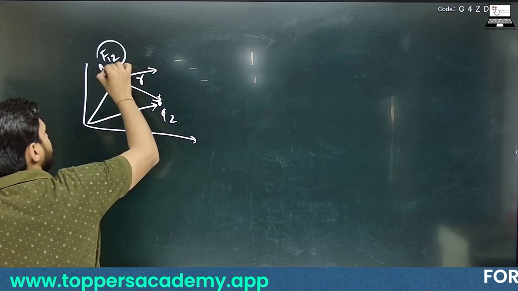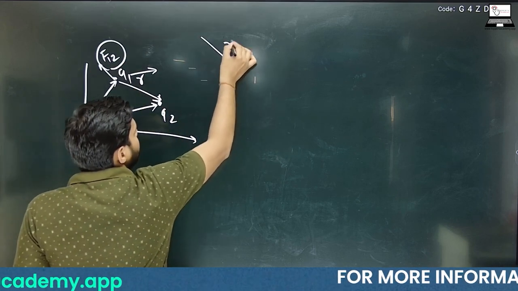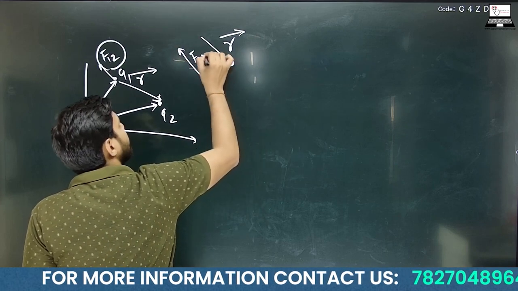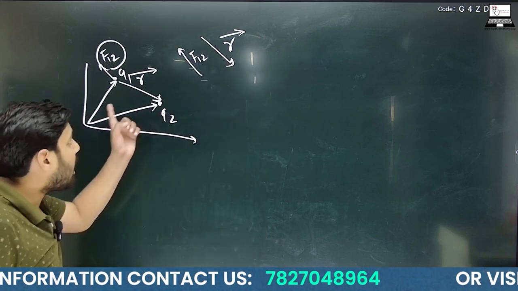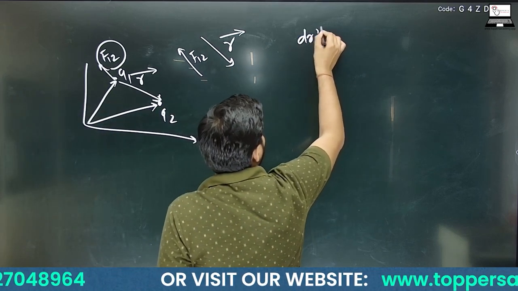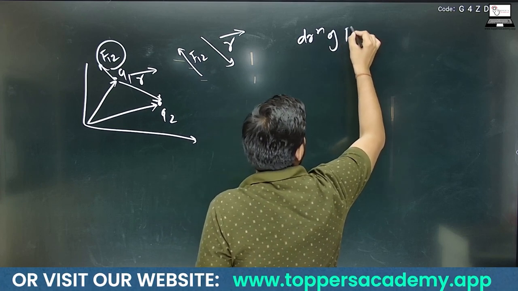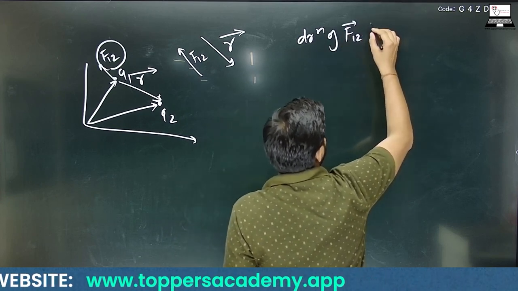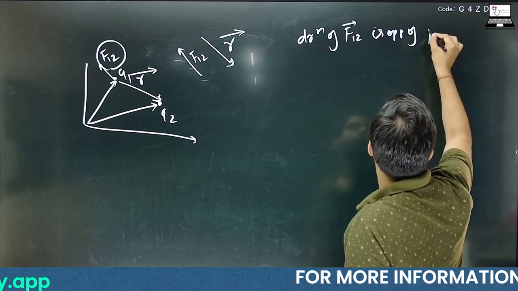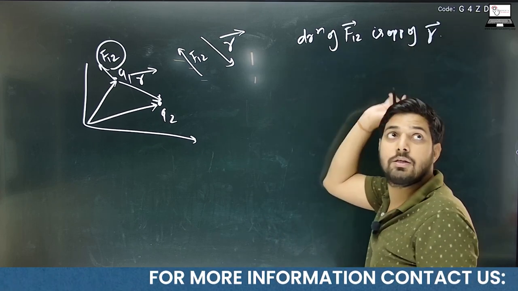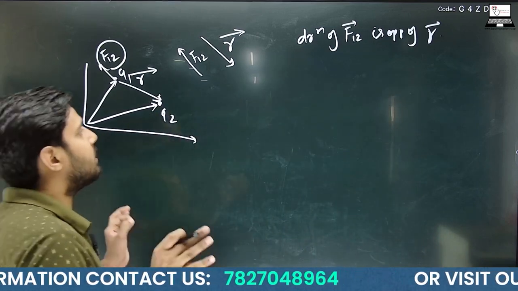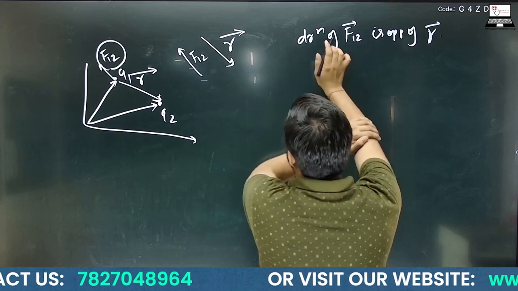So let's talk about this thing. You know that R vector is this and F12 vector is this. Is the direction of F12 opposite of R? This is clear. Okay. If this is clear, now let's talk about the calculation.